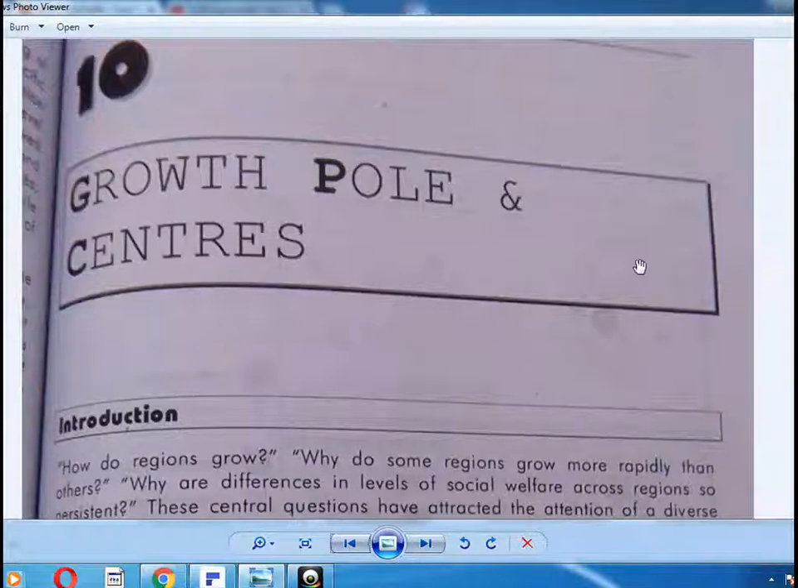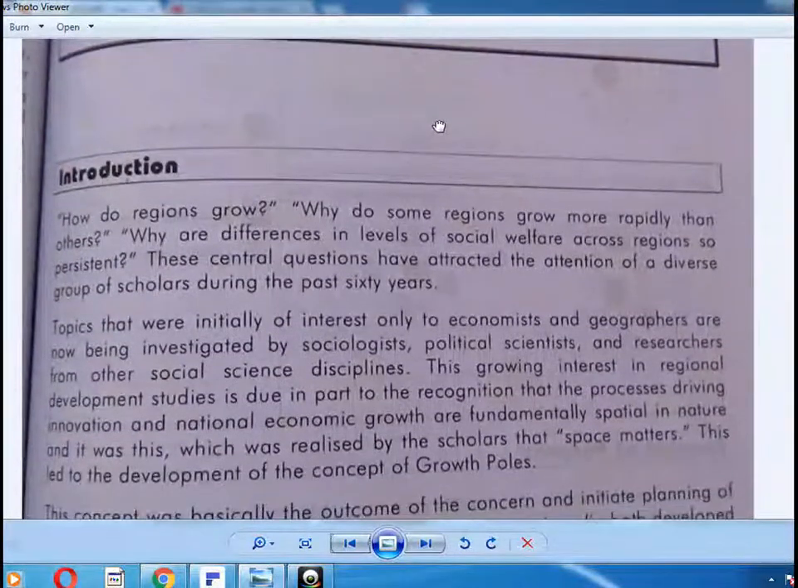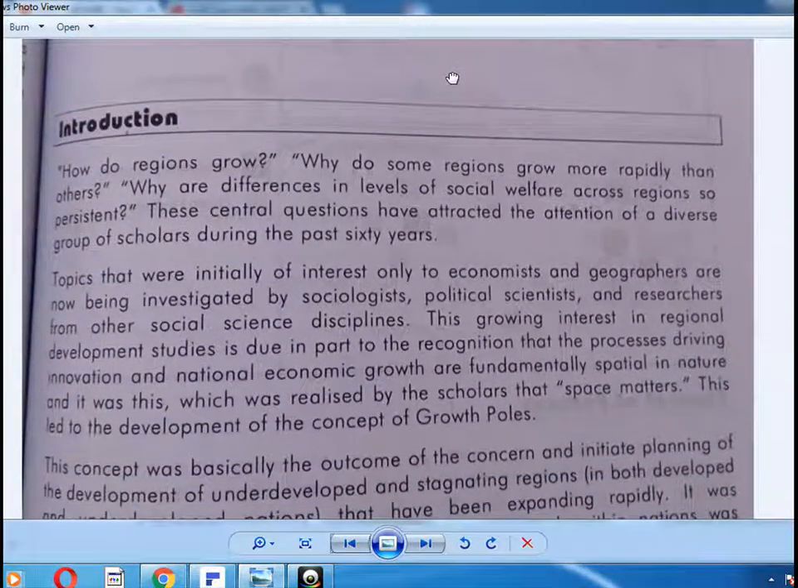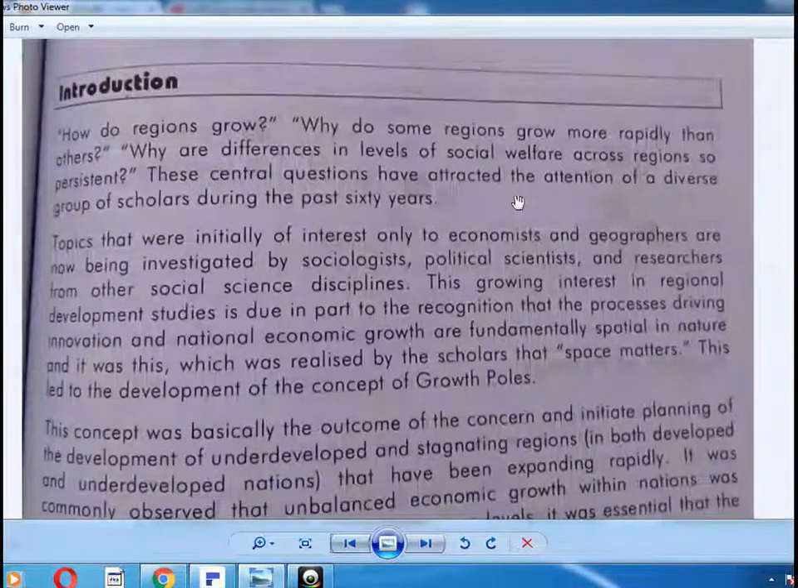Friends, now we discuss geography. Okay, now our topic today, growth poles and centers. So let's start. So introduction: how do regions grow? How do some regions grow more rapidly than others? Why are differences in levels of social welfare across regions so persistent?